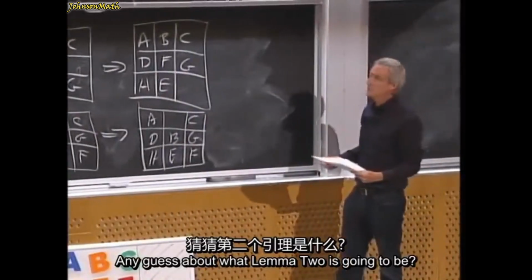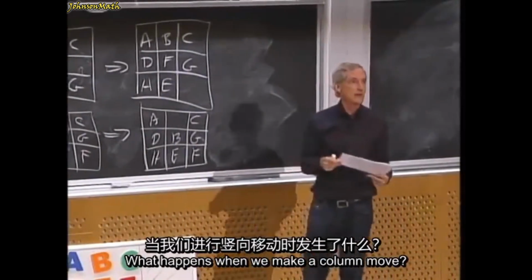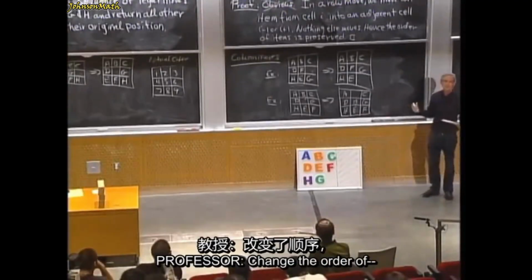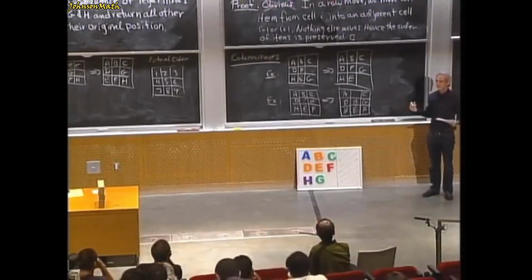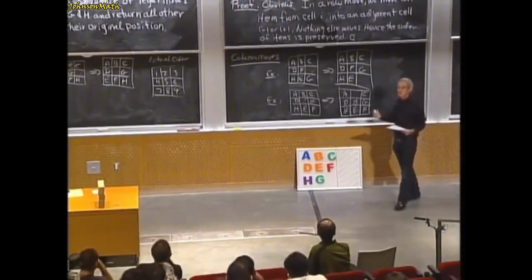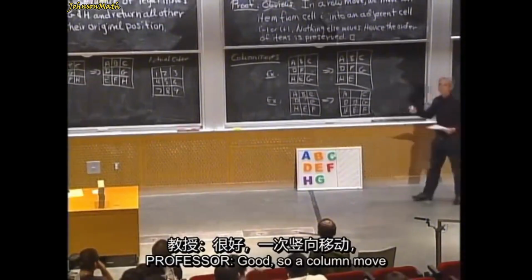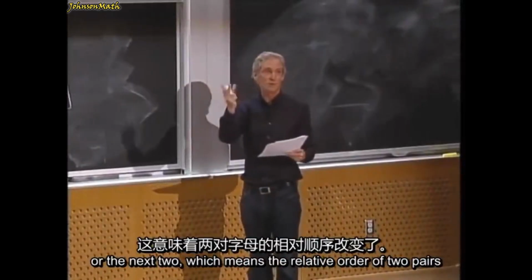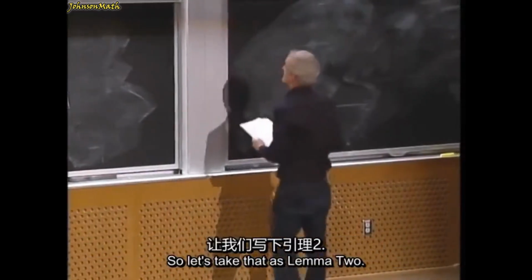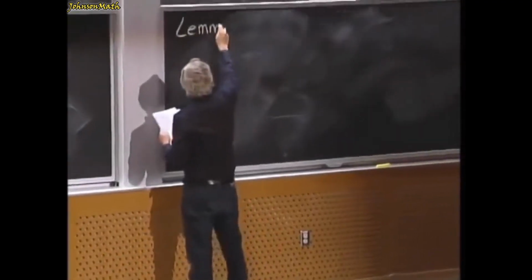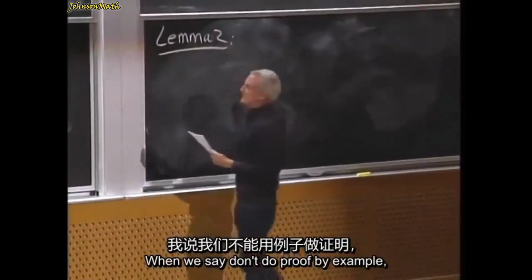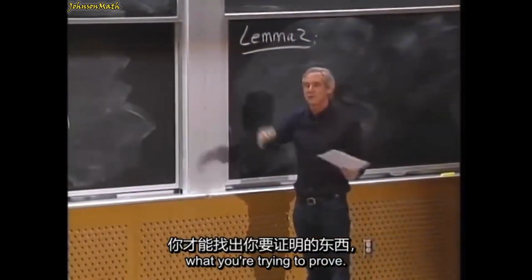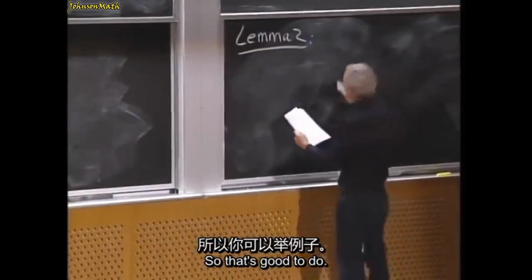Any guess about what lemma 2 is going to be? What happens when we make a column move? Change the order of... good. So a column move changes the order of a guy with the previous two or the next two, which means the relative order of two pairs change. So let's take that as lemma 2. Yeah, when we say don't do proof by example, we don't mean don't try examples. Because by trying examples, you find out what you're trying to prove. Right? So that's good to do.